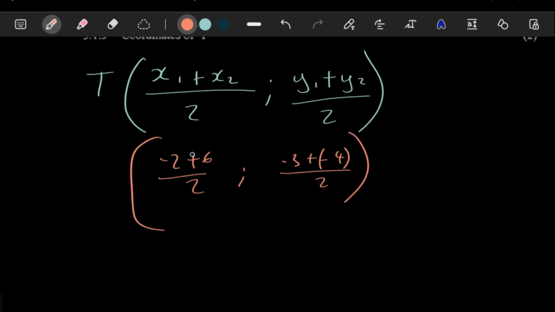So this is like negative 3 over 2. Wait, no, this is like negative 4, no, positive 4 over 2. That's going to give you a positive 2. And this one is going to be negative, because a plus and a minus gives you a minus. So this is like negative 7 over 2. This is your coordinate of T.